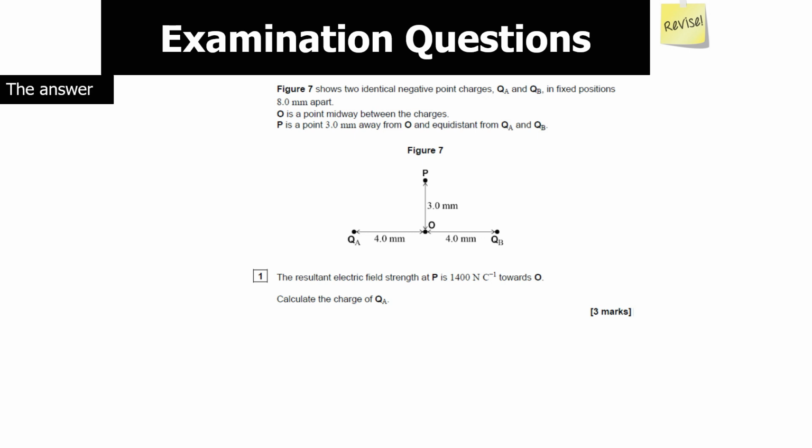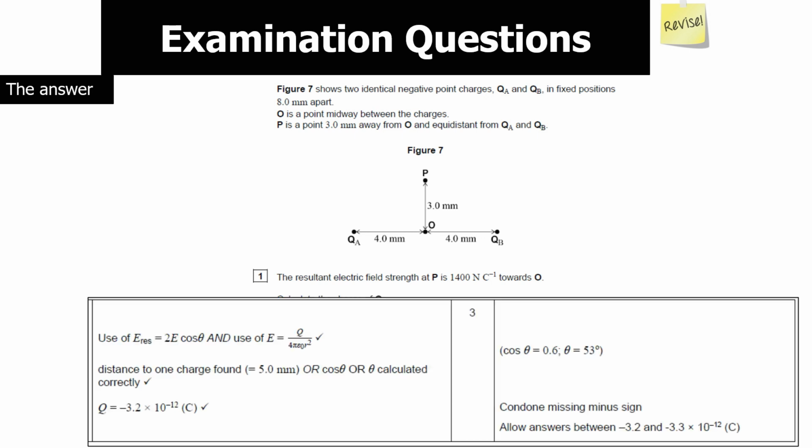But what we also know, from our setup and our diagram, is that the resultant electrical field strength is going to equal 2E cos theta. So we can work out what E is going to be by using the equation E equals Q over 4 pi epsilon 0 r squared.